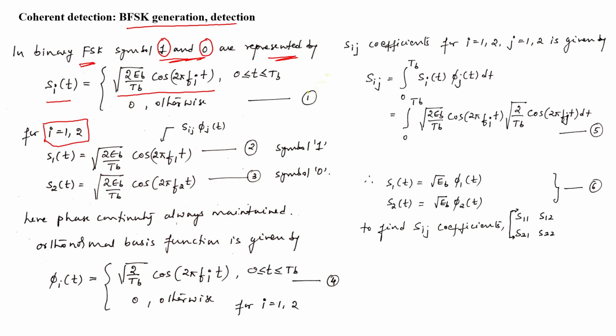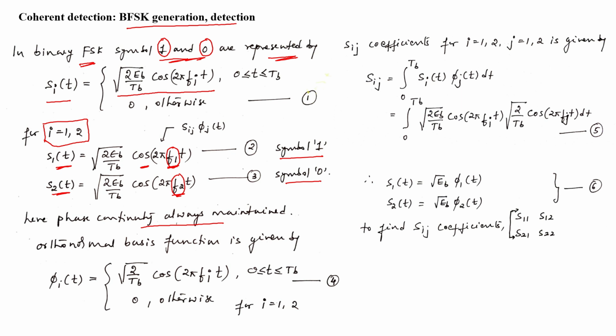Based on the two signals we transmit, the first signal, in order to represent symbol 1, S1 of t, is given by this equation. Similarly, for symbol 0, S2 of t, the second type of signal with a different frequency, is given by this equation. So observe equations 2 and 3. The frequencies of the first wave and second wave are not the same. Hence, we maintain phase continuity in frequency shift keying, but the frequencies differ.